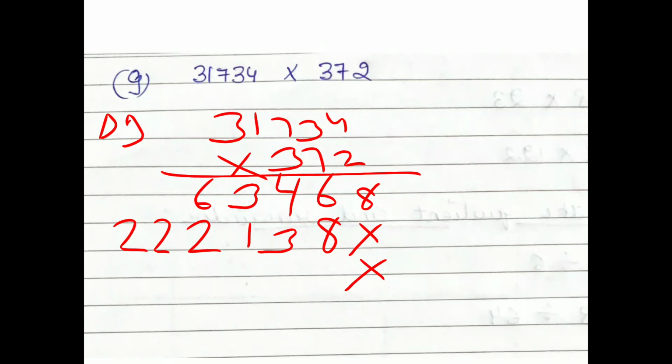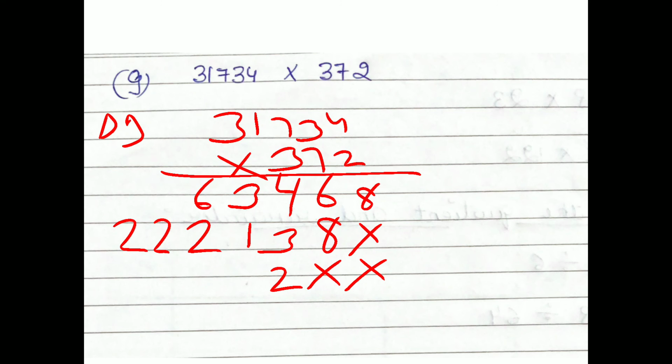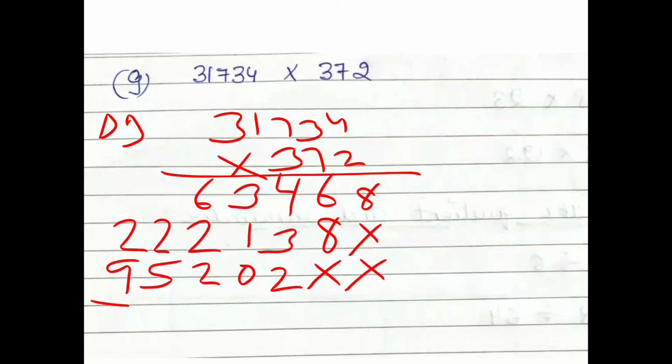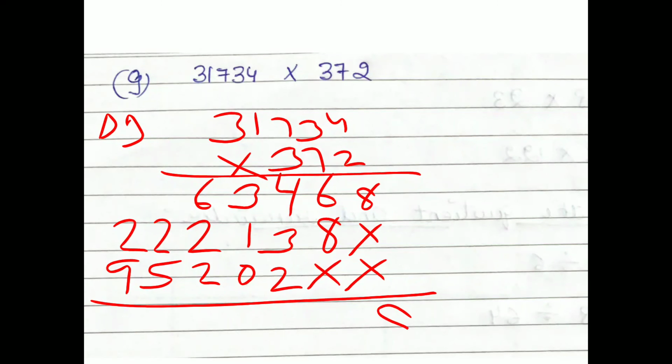Now we do with 3. 3 4s are 12. 3 3s are 9 plus 1 10. 3 7s are 21. 21 plus 1 is 22. 3 1s are 3 plus 2 5. 3 3s are 9. So now you have to add. All numbers are completed. 8.